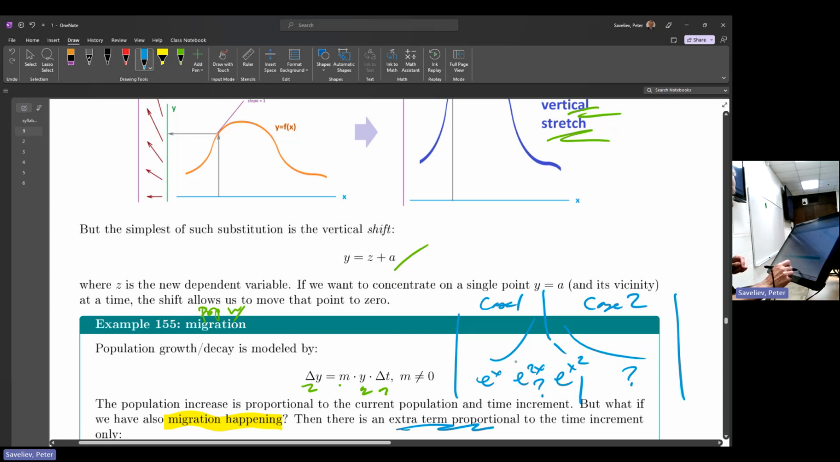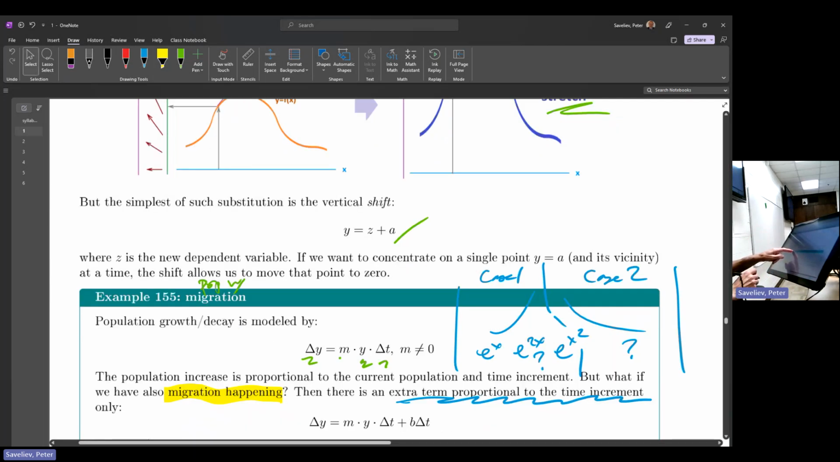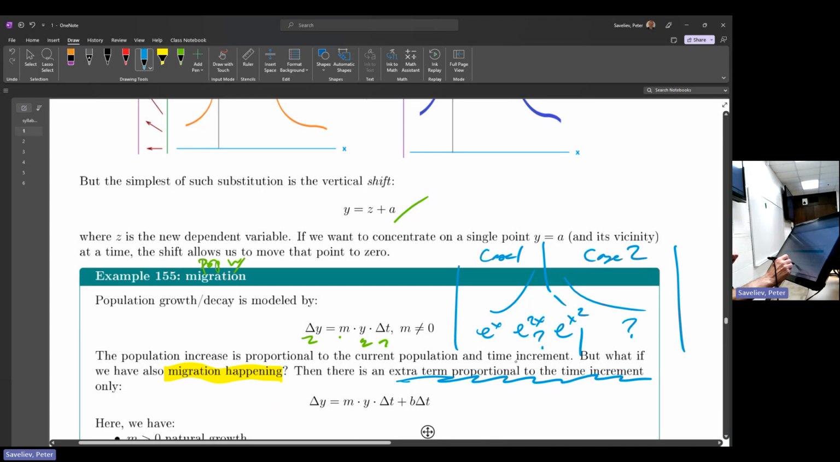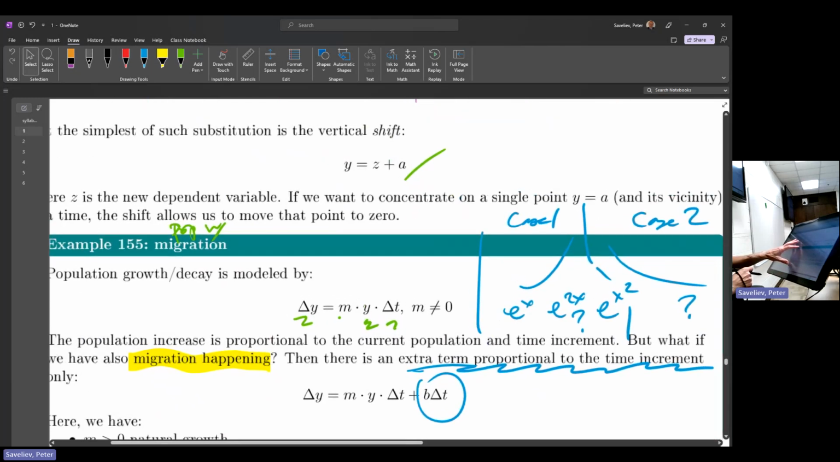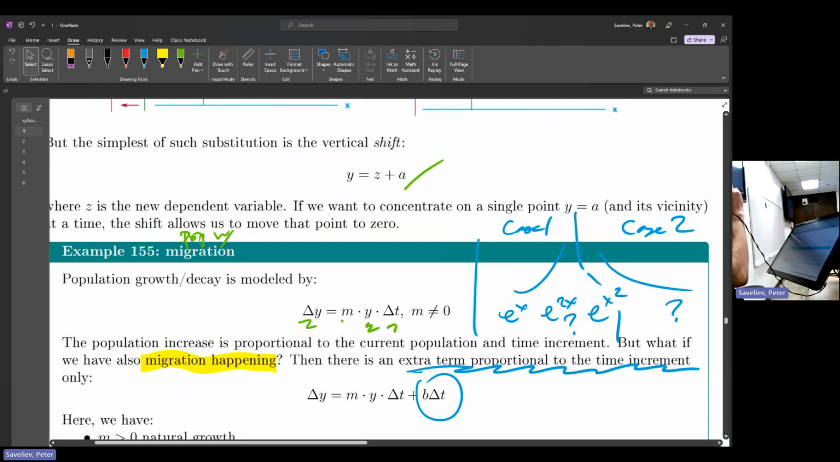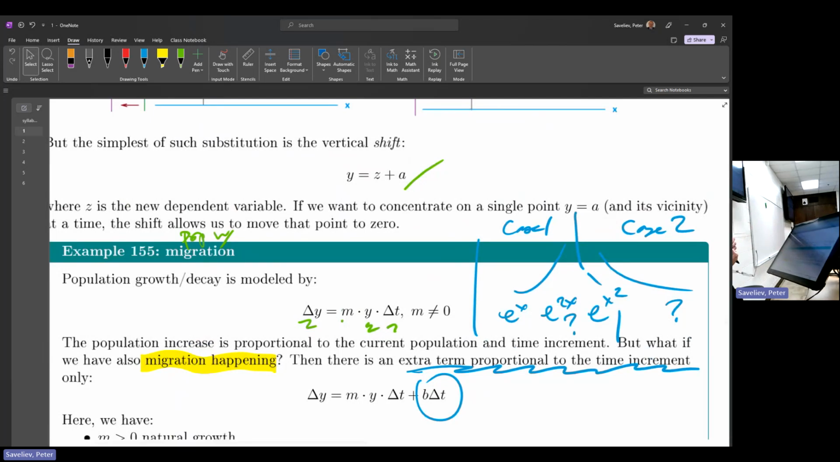So there is an extra term proportional to the time increment. I'm taking that model and adding an extra term. This is the extra term right here: E delta t. Because it is proportional to the length of time that we are taking, right? So a constant rate of population means that per equal interval of time, you have equal population influx or outflux, it's still a possibility.